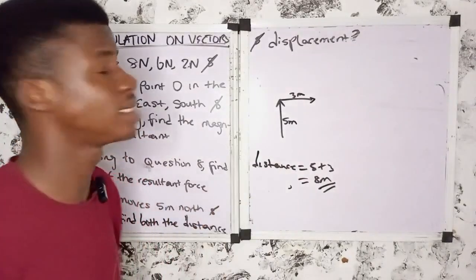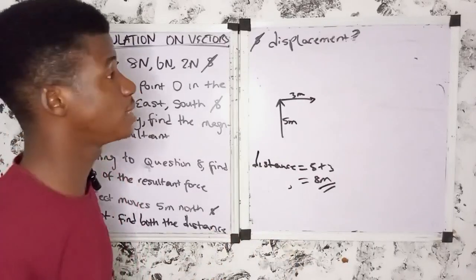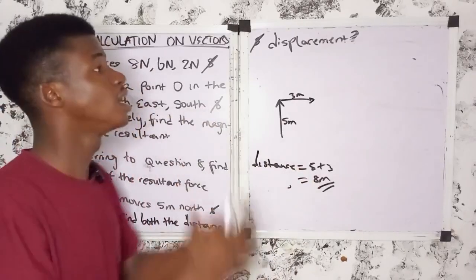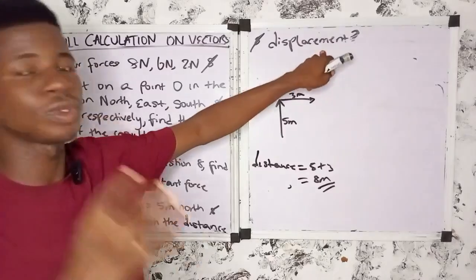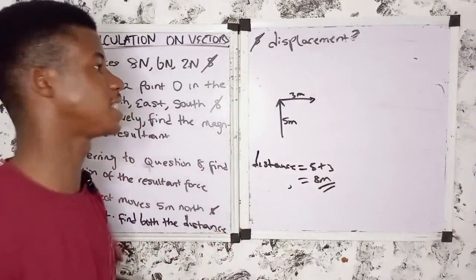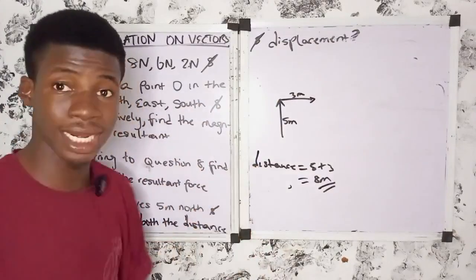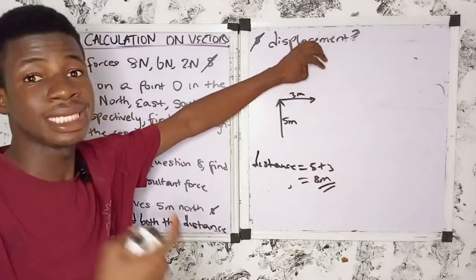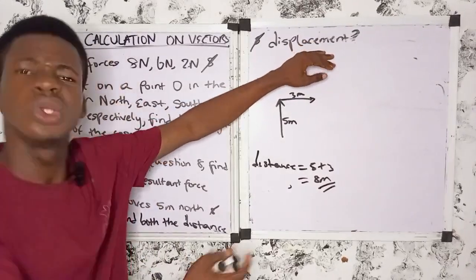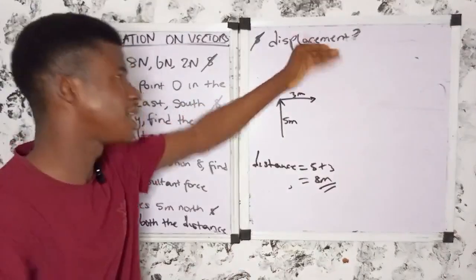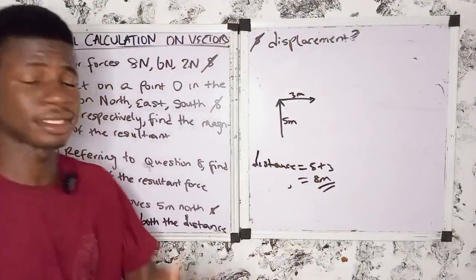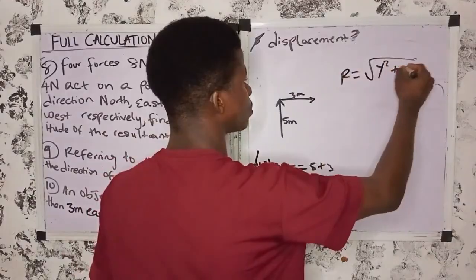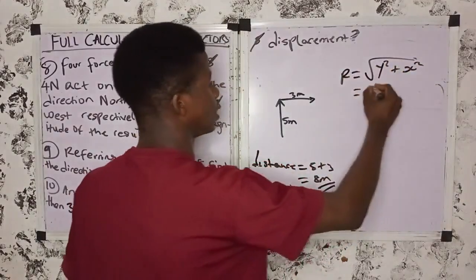Then what about the displacement? Remember, displacement is a vector quantity, and vector quantities are added by Pythagoras theorem and other methods. We cannot add vector quantities directly by simple addition, unlike scalar quantities. Vector quantities we can add using Pythagoras theorem, using the parallelogram of vectors, and many others. To find the displacement, we use Pythagoras theorem, where R is equal to root of y square plus x square, right?